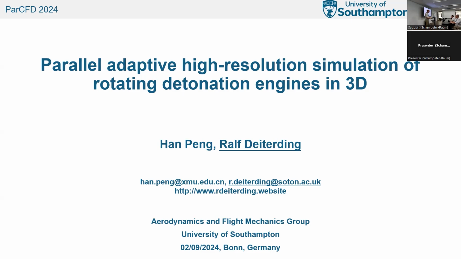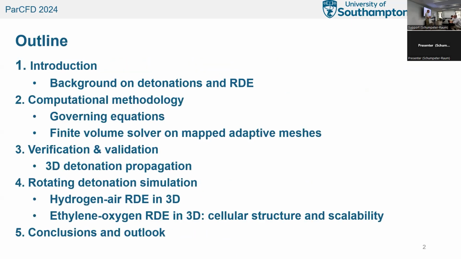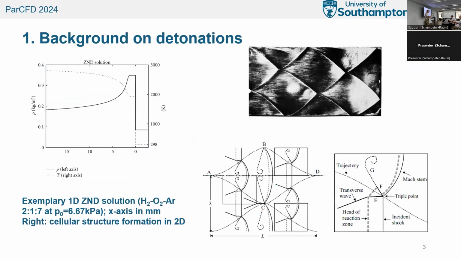The work that I'm presenting is primarily the work of Han Peng, who was my PhD student, who is now back in Xiamen. So: parallel adaptive high-resolution simulation of rotating detonation engines. So here, the outline of the talk. I'll give a brief introduction into this problem class, then how the solver works, some V and V, and then rotating detonation engine simulations. So in contrast to some of these flame computations before, this is about detonation waves.